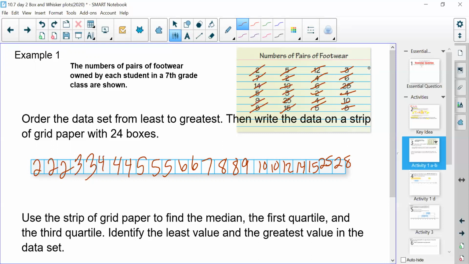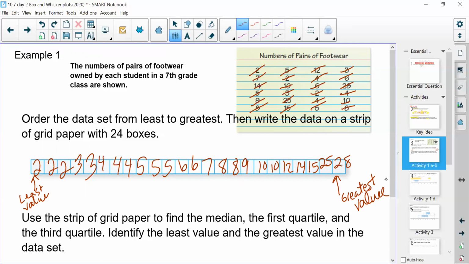So as I said, we're looking for 5 data values when we're looking for this. So remember, we're looking for the least value. Okay, so let's find that least value. Our least value is just whatever the smallest one is. So your least value is 2. Okay, your greatest value is 28. Okay, so those are actually going to be the end dots of our whiskers, and I'll show you that in a minute.